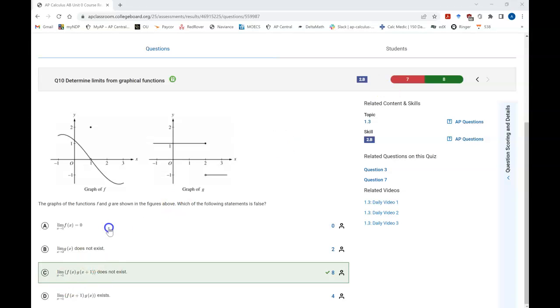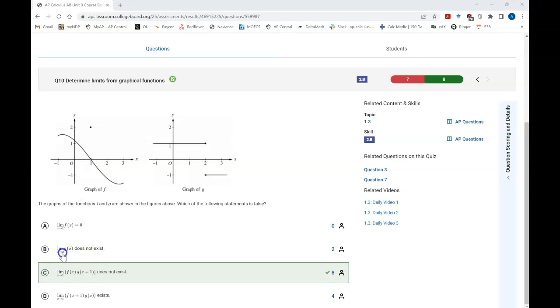All right, this one is probably best done by eliminating the options until you're left with, okay, that has to be the one, since it's asking which of the statements are false. So the first one is the limit as x approaches 1 of f of x is equal to 0. So I find the graph of f of x. Left-hand limit's going to 0. The right-hand limit's going to 0.